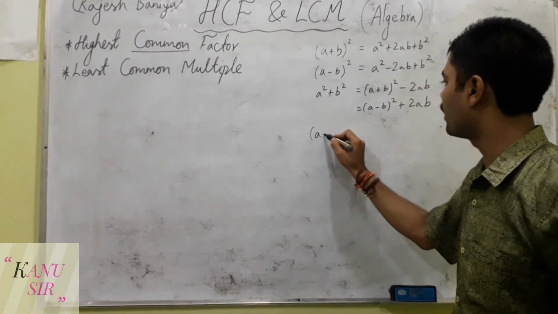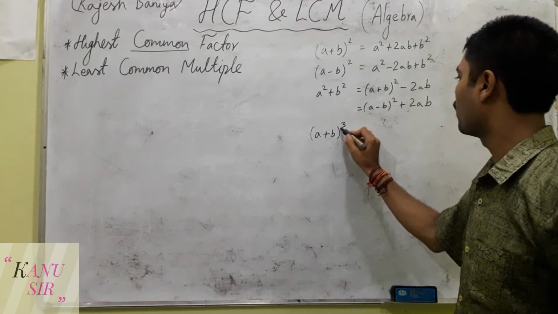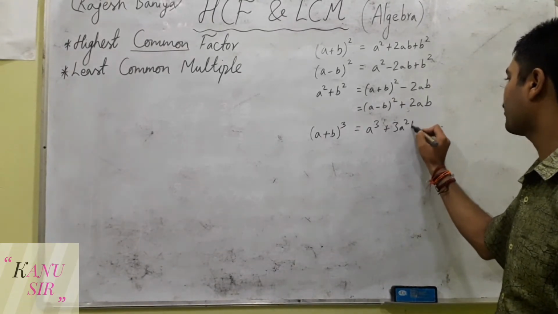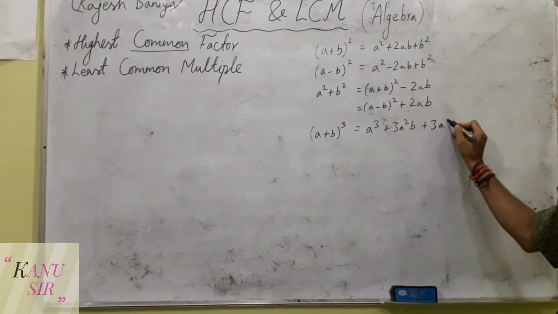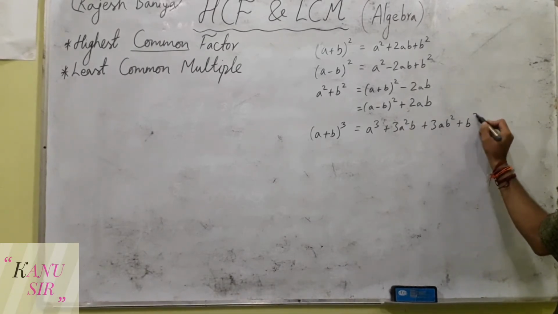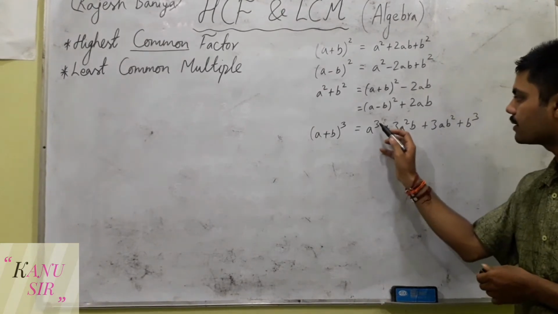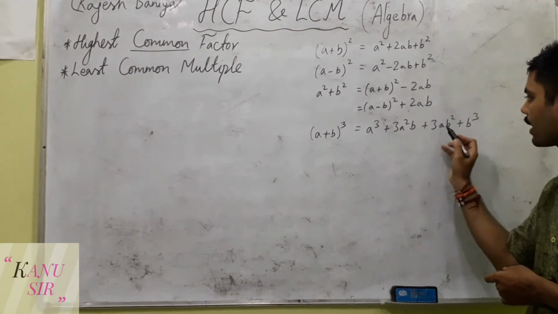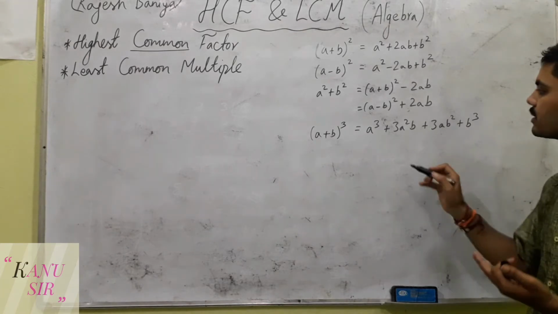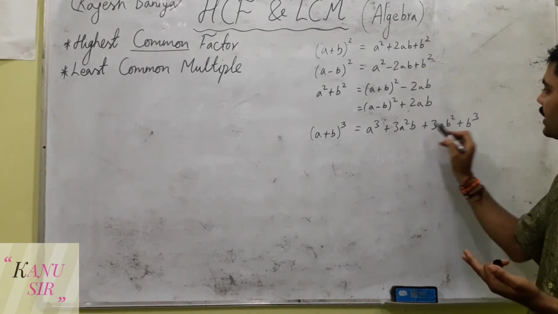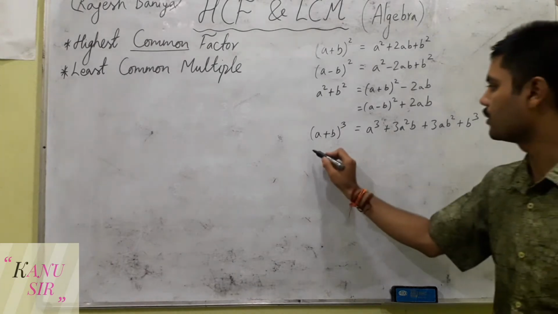Similarly, for the cube form, (a plus b) whole cube, the formula is a cube plus 3a square b plus 3ab square plus b cube. Here the power of a is decreasing: a cube, a square, a, and then lost. Similarly, the power of b is increasing: there is no b, now there is b square and b cube.